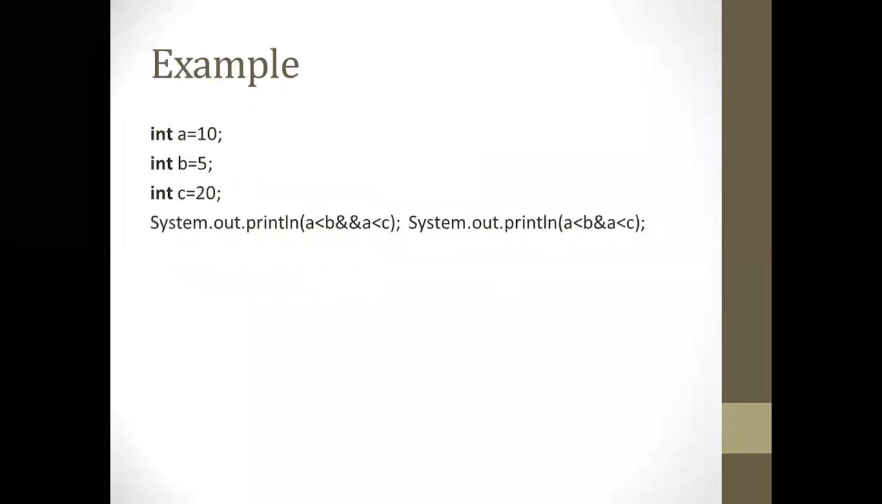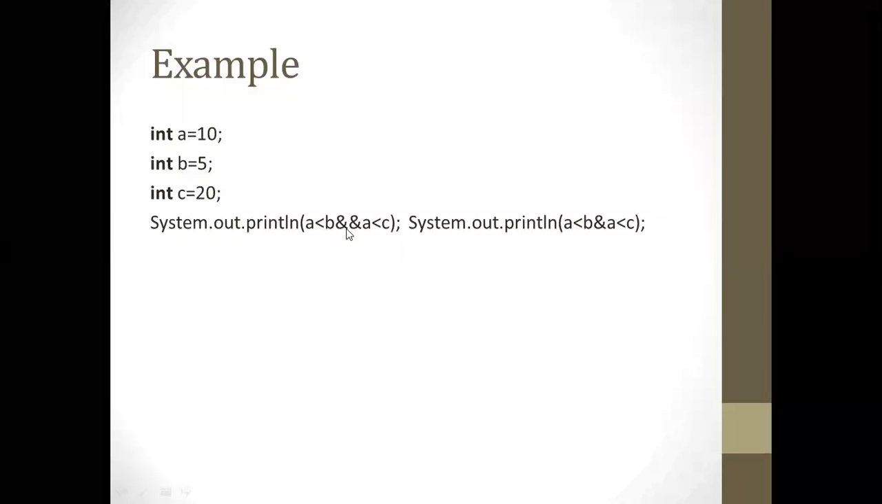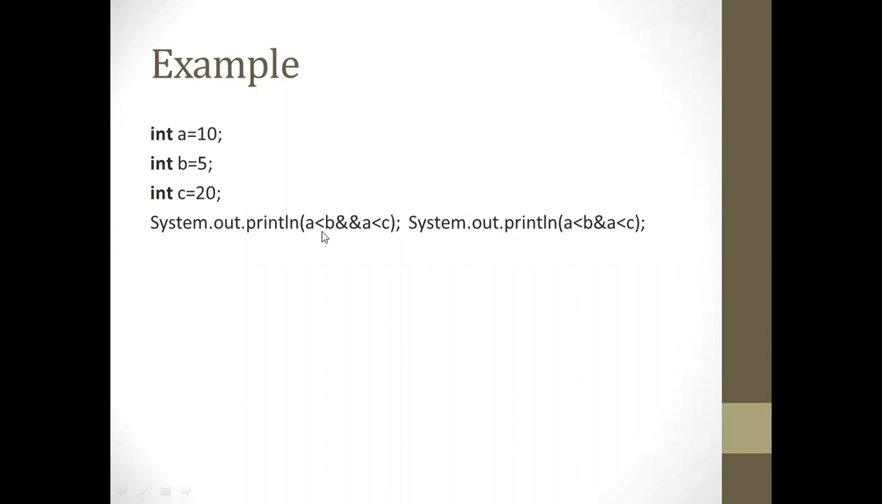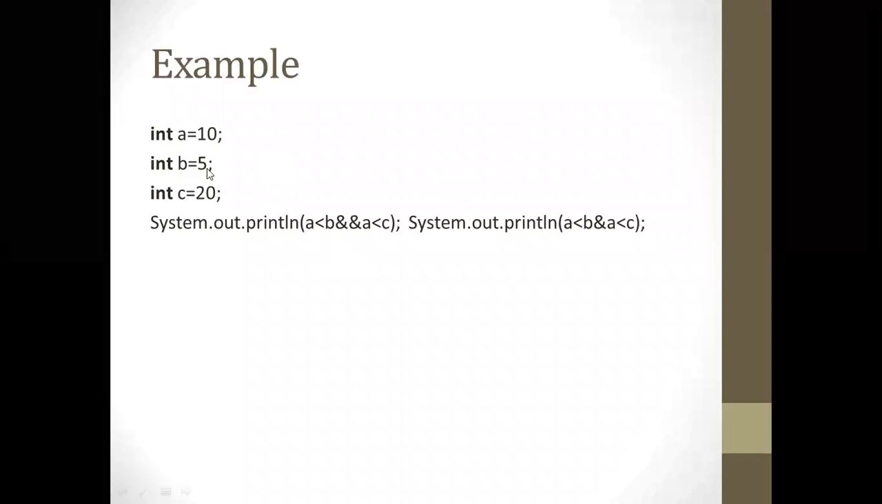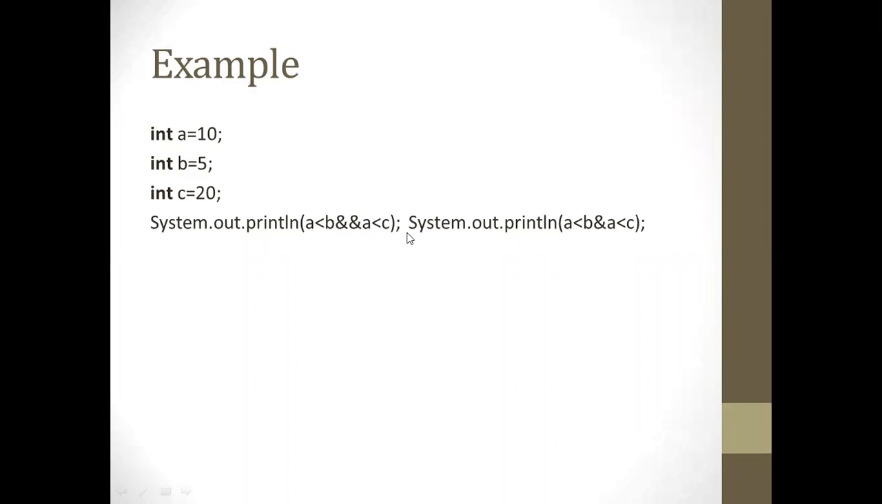Clear? Now, this type of example is there. We have the value of A equal to 10, B equal to 5, and C equal to 20. When we use the logical AND, A is less than B is false, so it will not check A less than C, because 10 is not less than 5. When we use the single AND operator, it has to check both conditions. Even though this condition is false, it will still go to A less than C and check the other condition also.